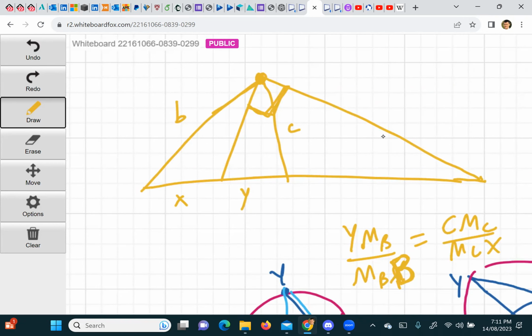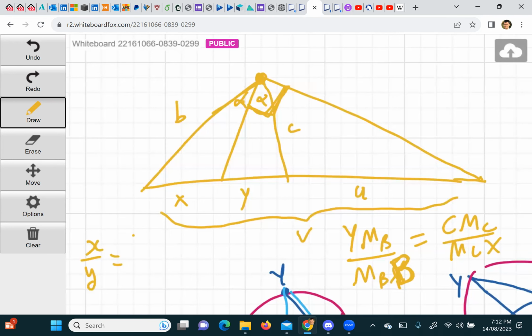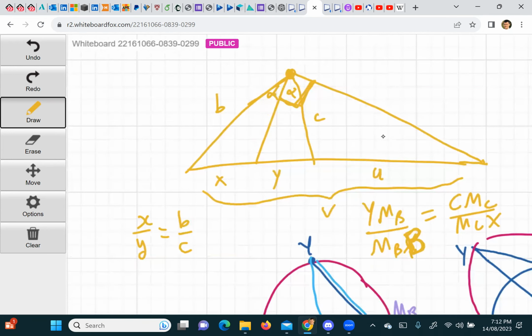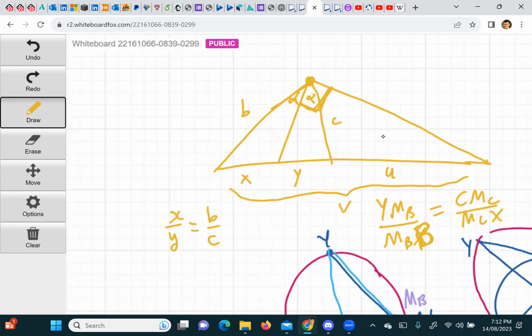is, so if you call this U, and you call this V, the internal angle bisector theorem, so this is alpha alpha, the internal angle bisector theorem says X over Y is equal to B over C, okay, but the external angle bisector theorem says V over U, okay, because X over Y. Oh, you know this? No, I was guessing. Yeah, it's the same.